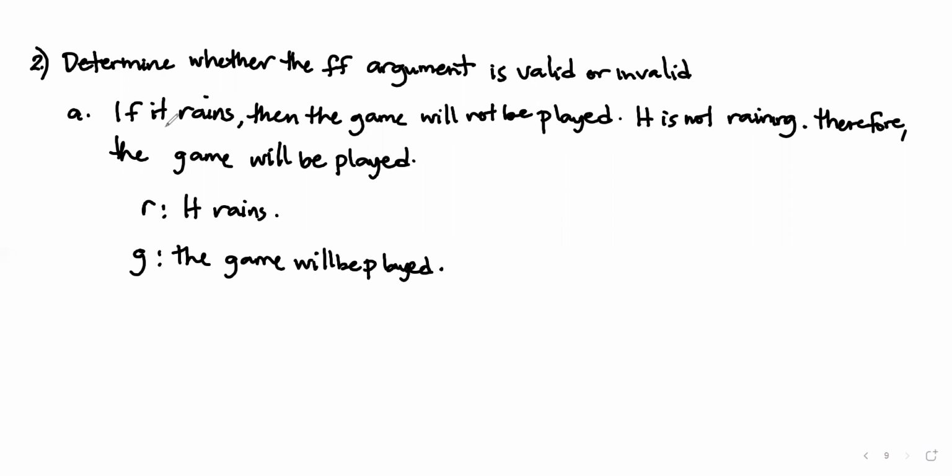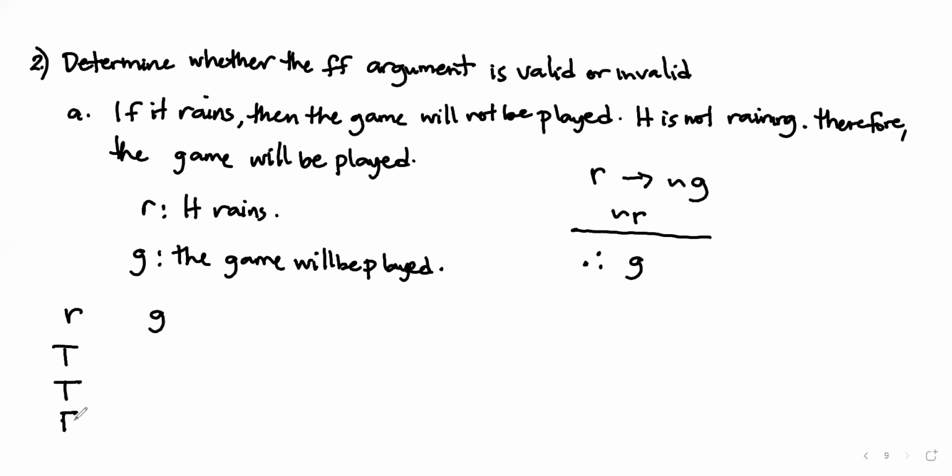Okay, so for the first premise, we have the if and then. When we write the symbolic form of the first premise, if it rains, so R implies the game will not be played. So we're going to negate this statement, so we'll have not G. This is the first premise. Next, it is not raining. So we're going to negate rain, so we'll have not R. Therefore, our conclusion, the game will be played, that is G. Now let's construct a truth table R with G.